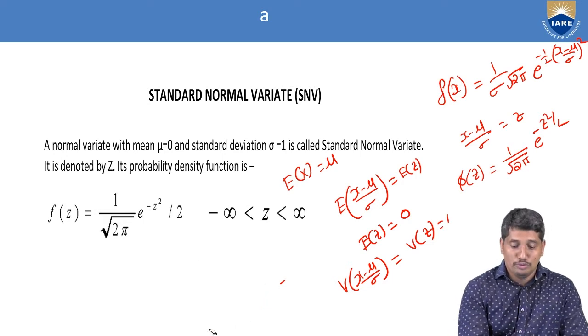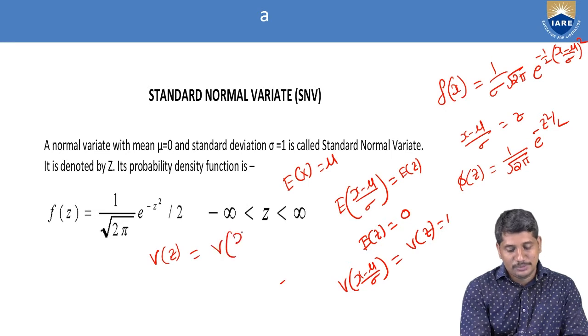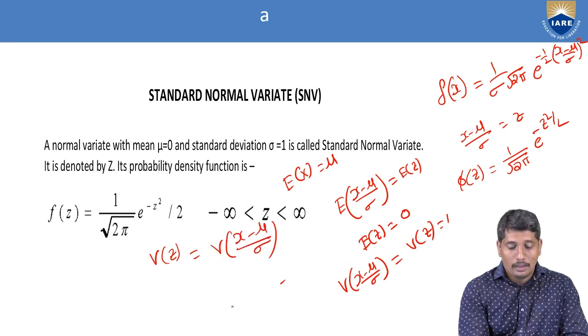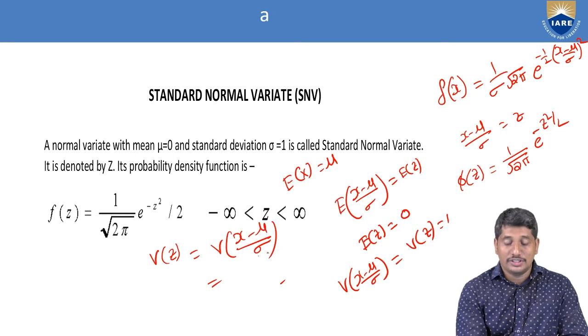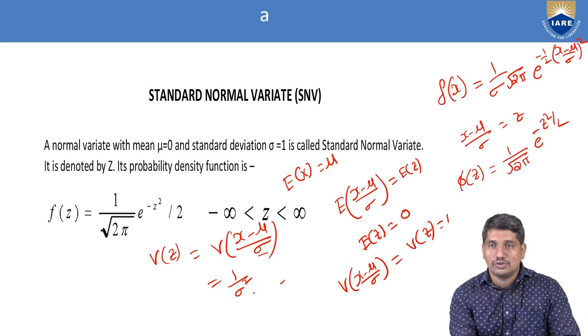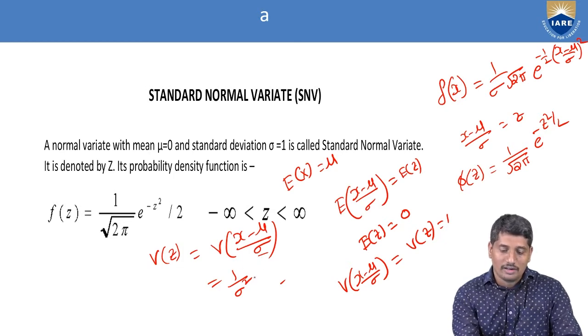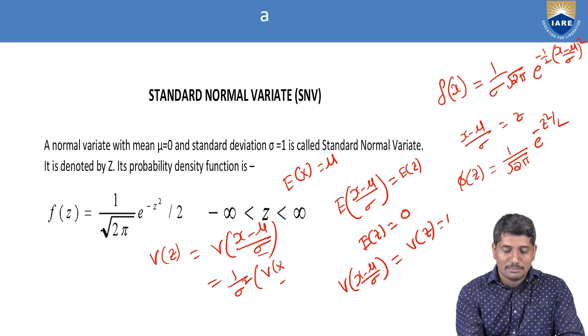Now, we are going to prove that V of Z is 1. That is why we are considering V of Z, which is V of (x minus mu) by sigma. Sigma being a constant, when it comes out of the variance, it becomes a square. We have a property which you came across in your probability and statistics in your second semester curriculum: when a constant comes out of the variance, it becomes the square, and V of x minus V of mu.